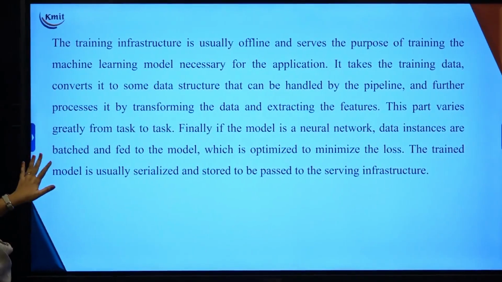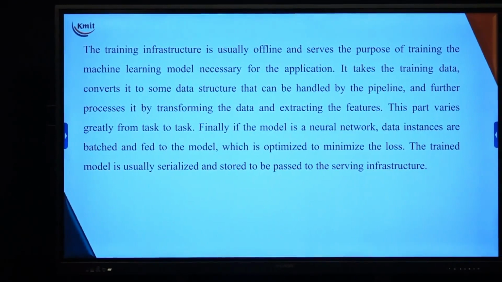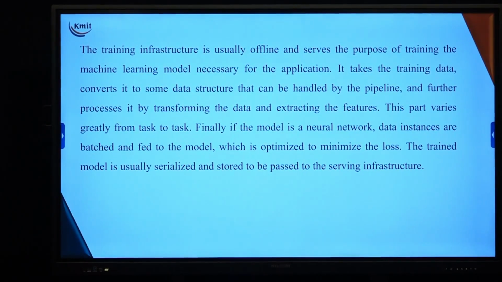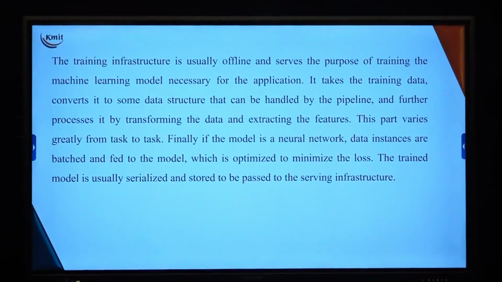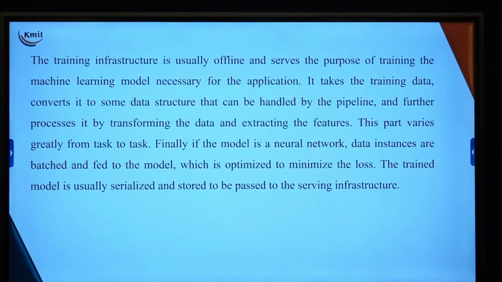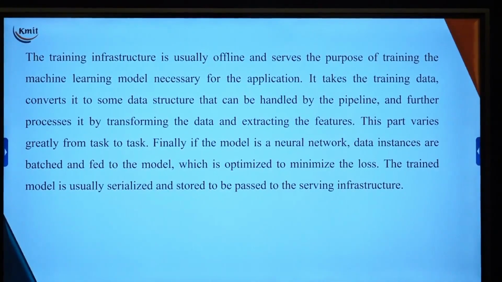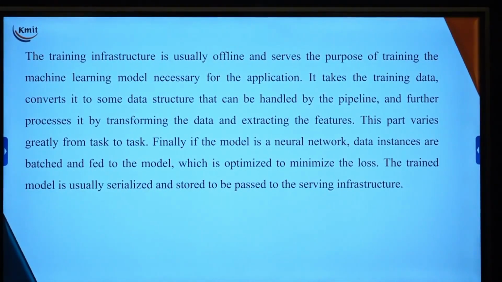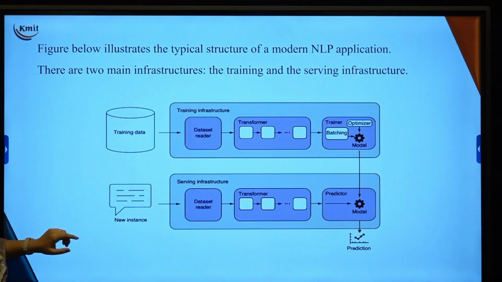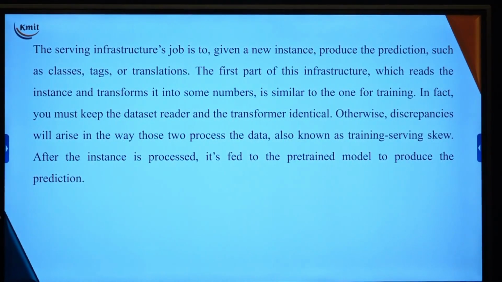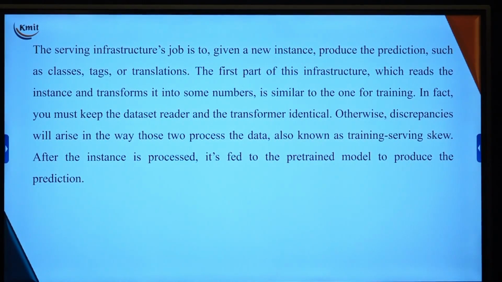The training infrastructure, the top one, is usually the offline part, which serves the purpose of training the entire NLP model. It takes the data, converts it into some structure, and then processes the data by transforming it into the exact features. Then it applies the NLP model, which tries to minimize the loss, and that particular model is generated. Once that is generated, it is given to the serving infrastructure.